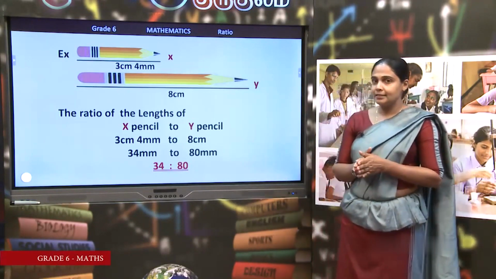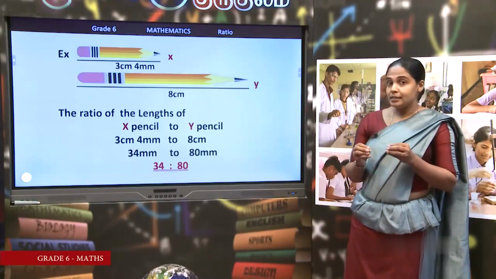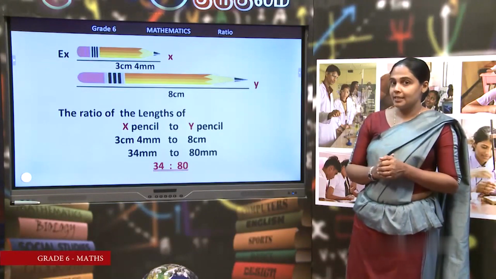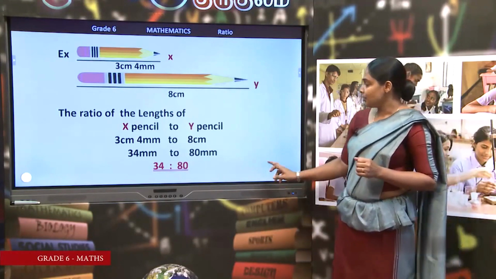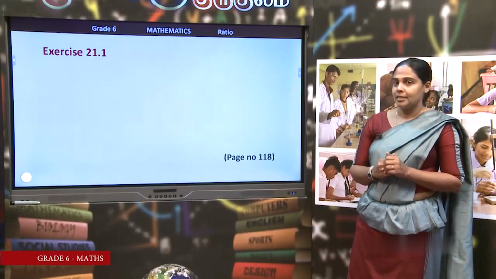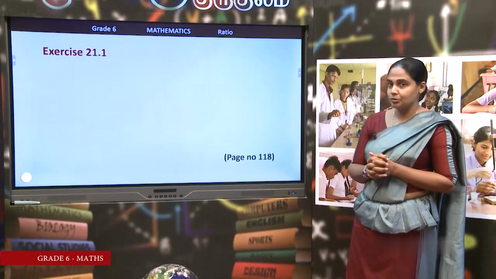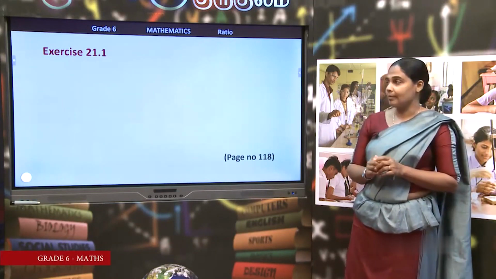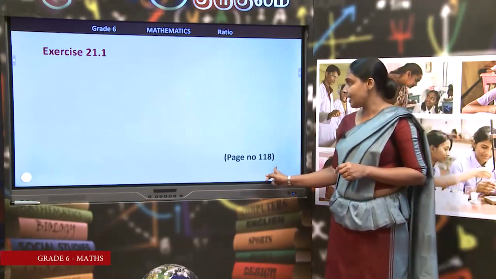But dear kids, we can simplify this ratio into the simplest form. Let's see how to do it in next steps. Okay. Now, let's go to your exercise 21.1. There are some questions, but I selected a few questions to do now. Then pay your attention to question number 1. It is page number 118.